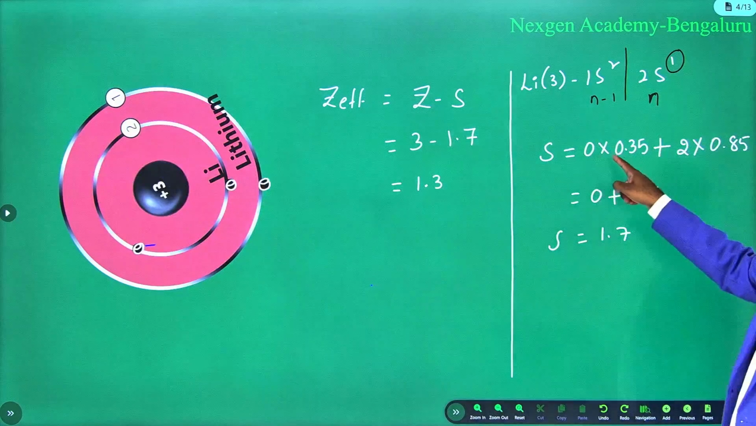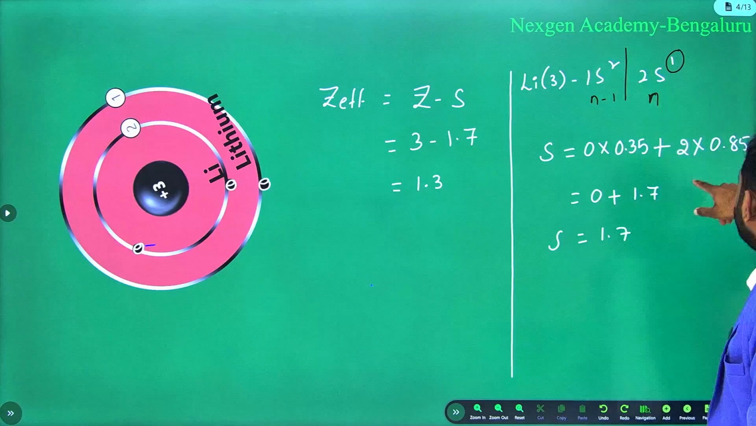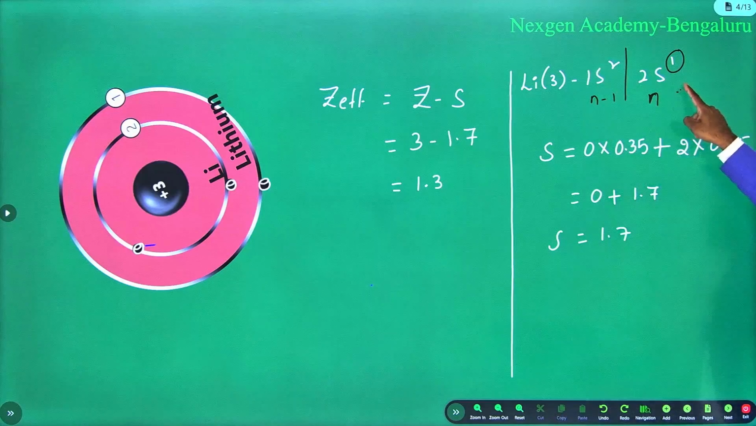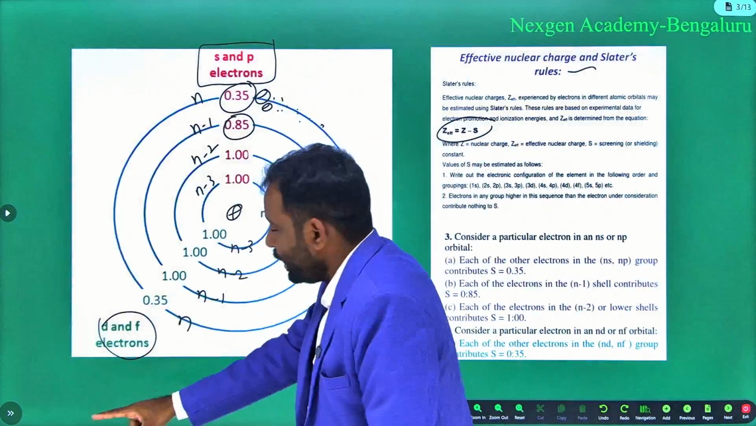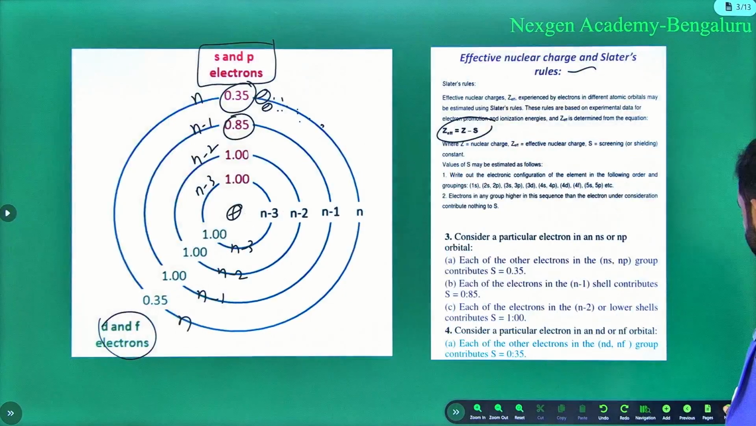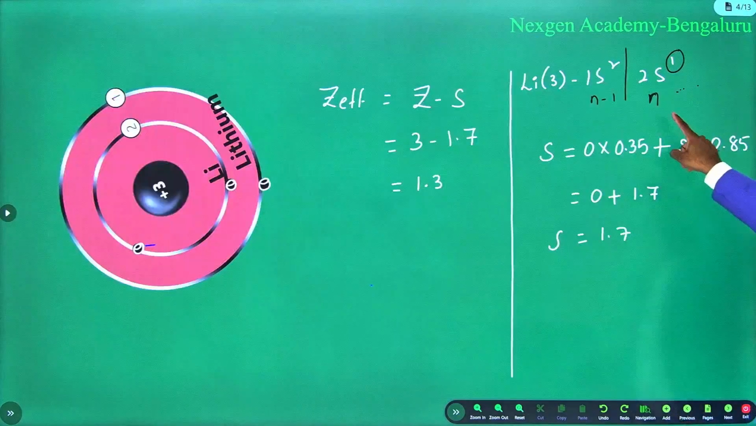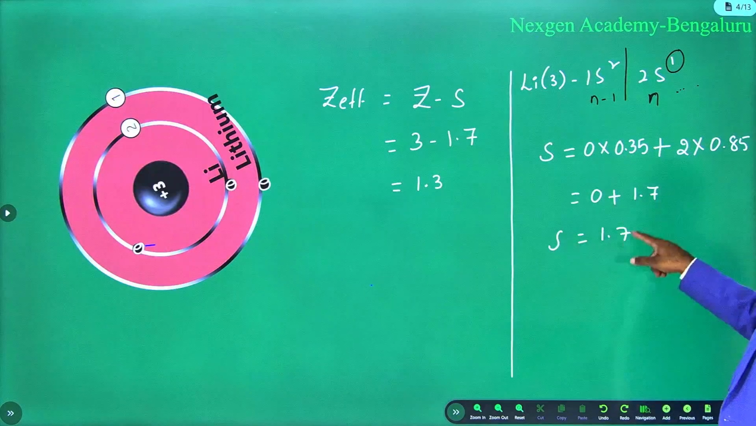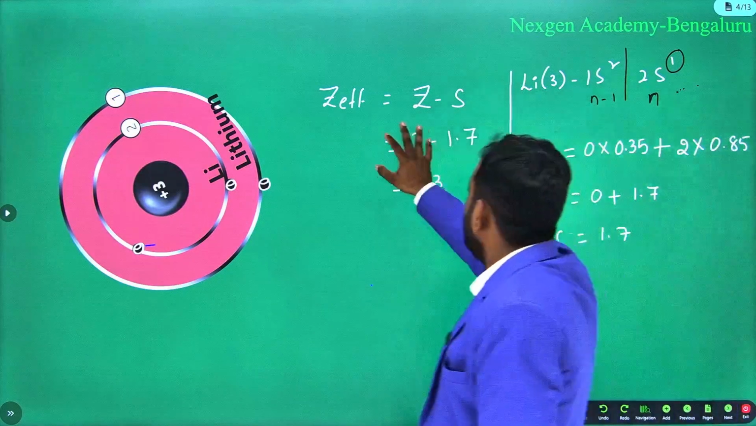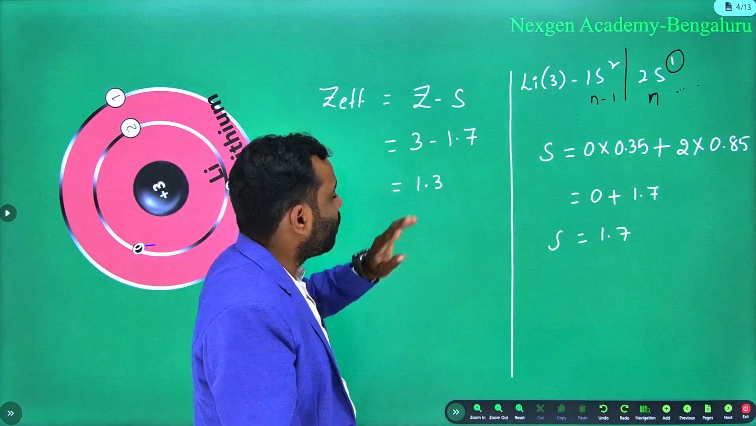That's why 0 into 0.35, plus there are 2 electrons in the n minus 1 shell. But you are calculating for an s electron, right? That's why we need to follow this order, not that. And there are 2 n minus 1 electrons, so 2 into 0.85, so you'll get 1.7. So the overall effective nuclear charge is the atomic number 3 minus 1.7, which is 1.3.